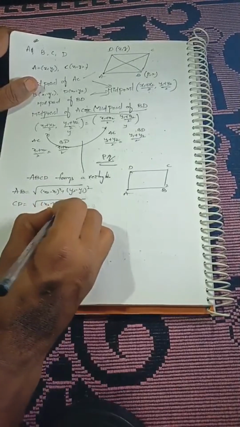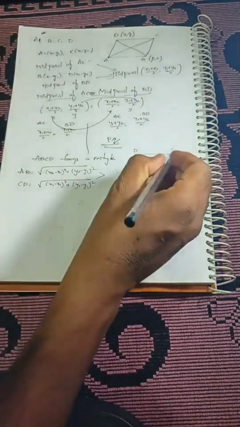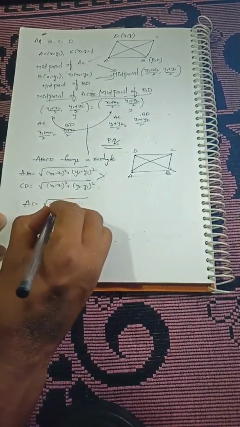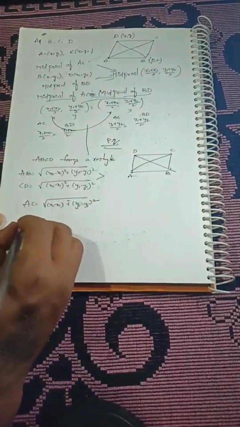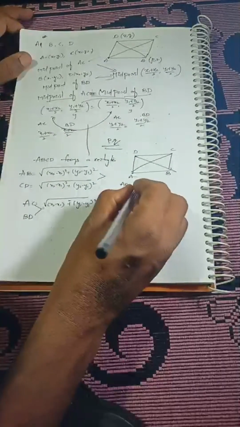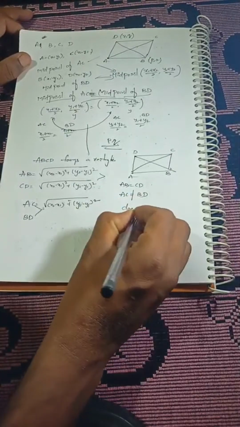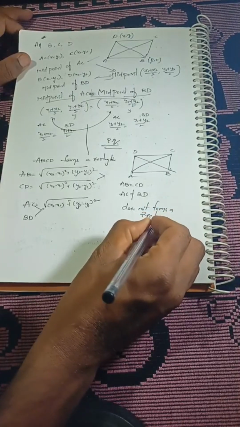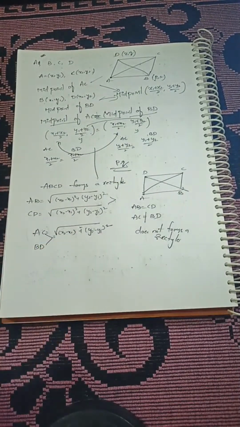x2 minus x1 whole square plus y2 minus y1 whole square. If these two values we get equal, then two more are there to show it is a rectangle. You have to find out AC value, under root of again same x2 minus x1 whole square plus y2 minus y1 whole square. Again for BD also same formula. If AB value is equal to CD value and AC value is not equal to BD value, then it does not form a rectangle. This is the entire procedure we are going to do for the first problem.